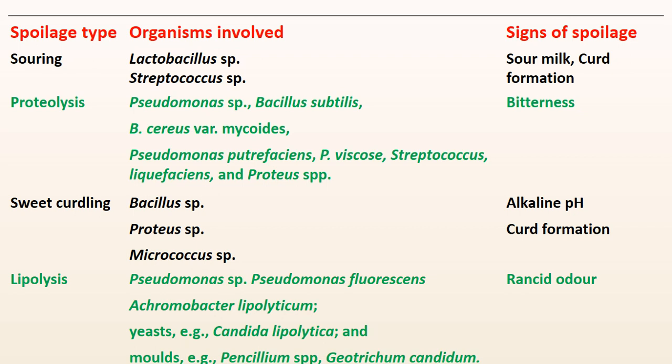Then sweet curdling we have just discussed, caused by Bacillus species, Proteus species, Micrococcus species. Here the pH will be neutral or on the alkaline side and there will be curd formation. Then lipolysis is another common condition caused by Pseudomonas species like Pseudomonas fluorescens, Achromobacter lipolyticum, some yeasts like Candida lipolytica and molds, and some Penicillium species or Geotrichum candidum. Most of the time it will cause a rancid odor.